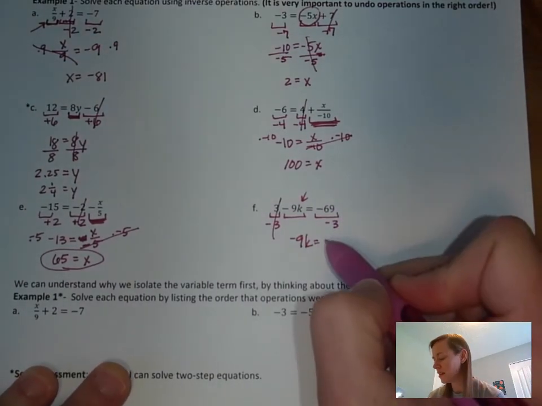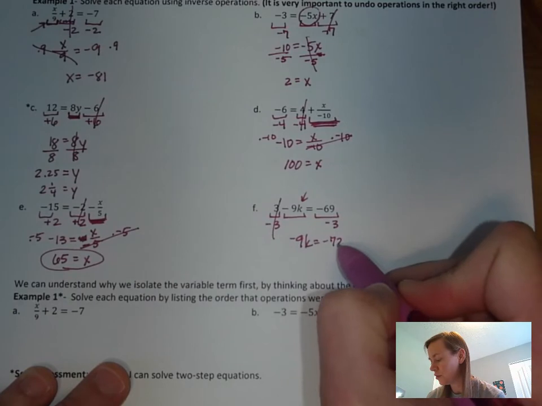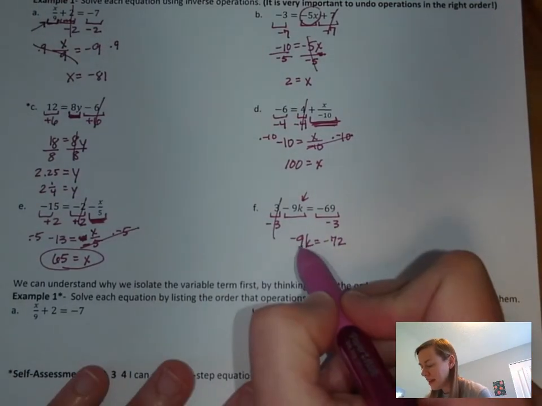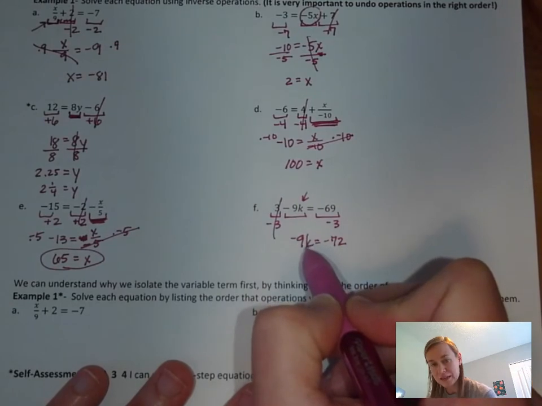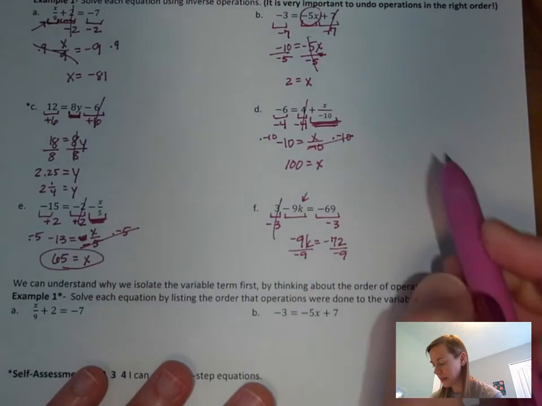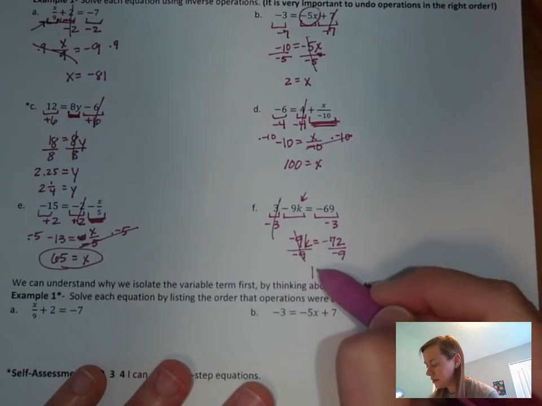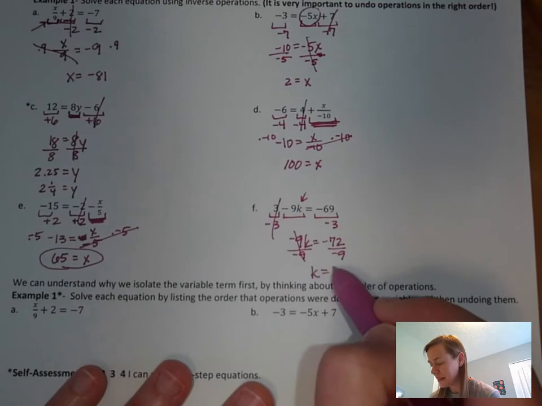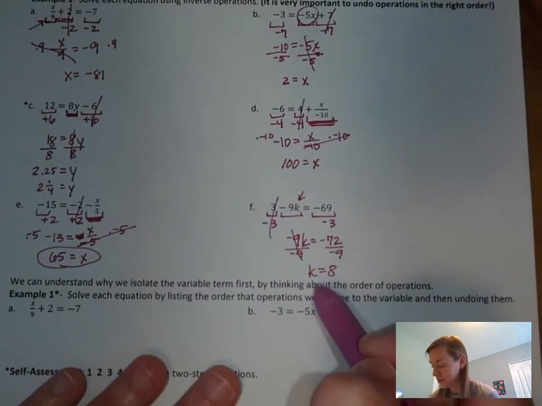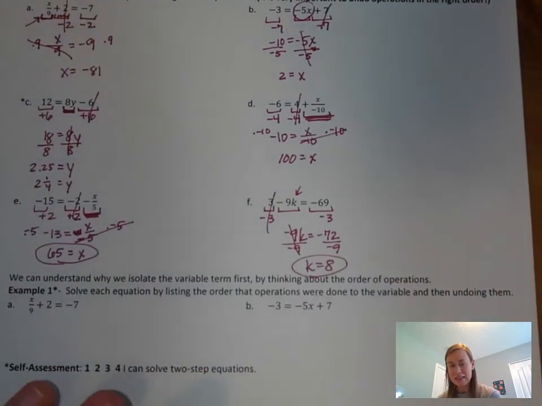-69 minus 3 is going to give us -72. We have the same signs, so we have to add and keep, right? And now you just have to get the k by itself, so you want to divide through by -9 on both sides. This cancels. You're left with k equals 8, because a negative divided by a negative gives us a positive. And that is how that works.